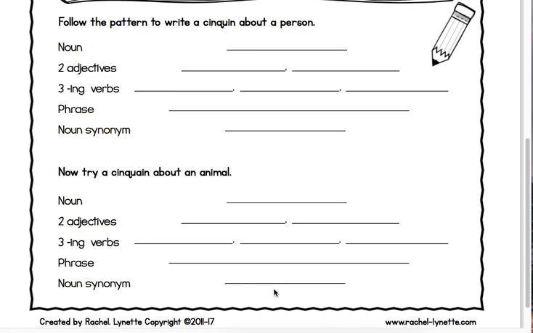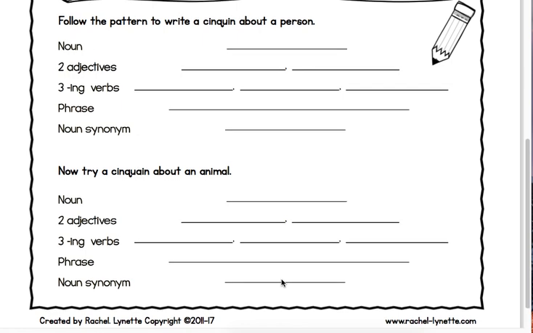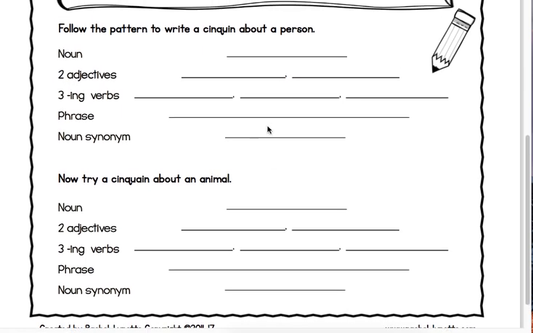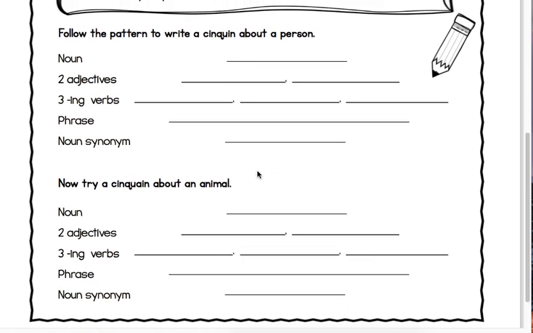Okay, so let me read through this one again. Sergeant. Big, brown. Barking, fetching, begging. Sergeant is a good boy. Dog. So think of a person you want to write your cinquain about, and also an animal. Maybe it's a pet or a wild animal that you really like, and you should be able to write both of these pretty easily. These don't have to rhyme.